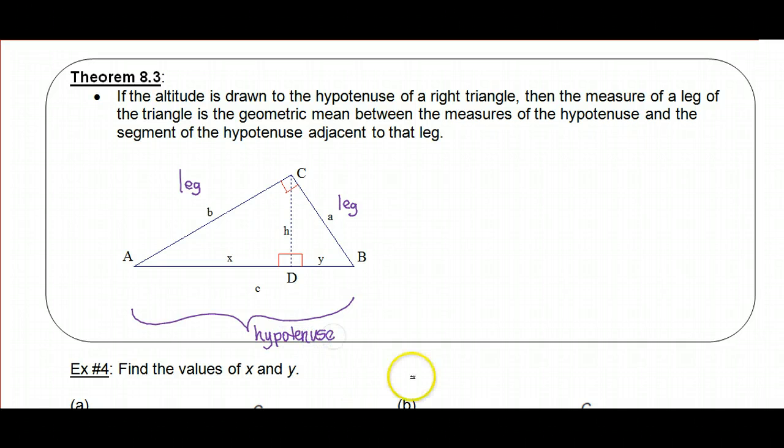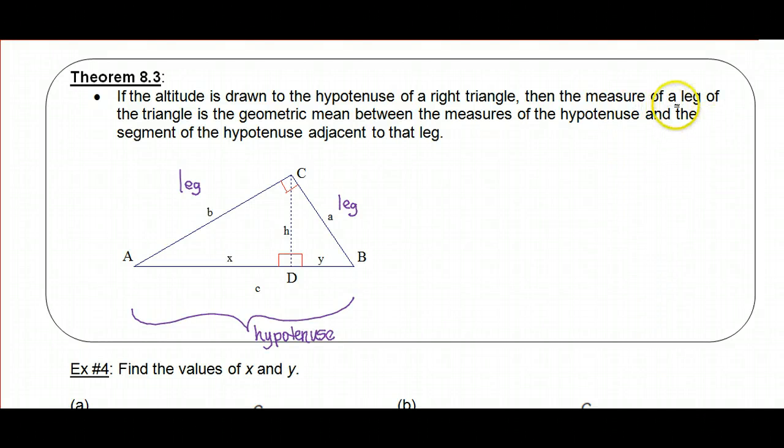Every right triangle has two legs. The legs are the ones that make the right angle when they intersect. The hypotenuse is the one directly across from the right angle. Again, we're looking at the original triangle. Don't worry about the smaller ones.